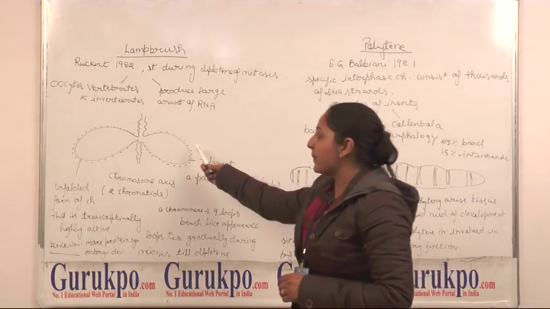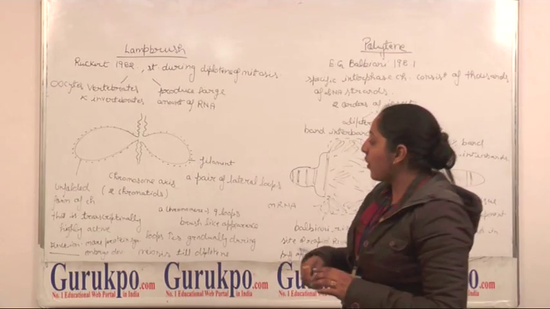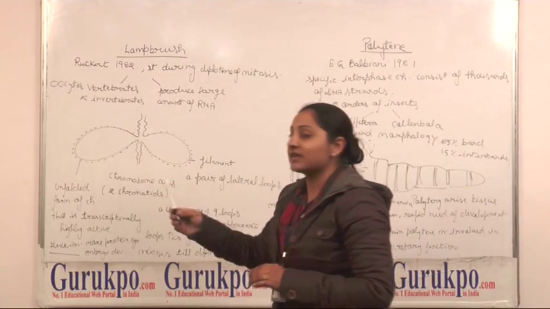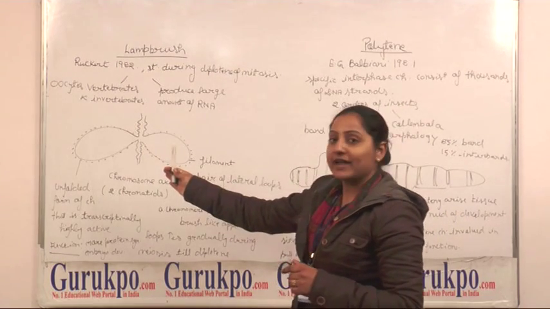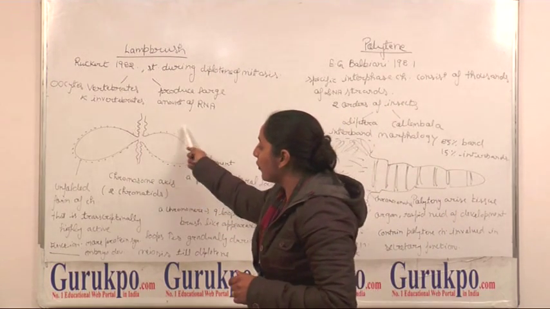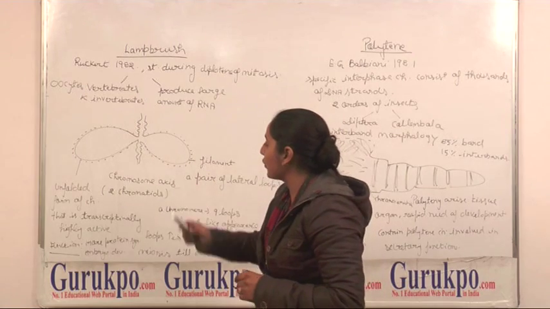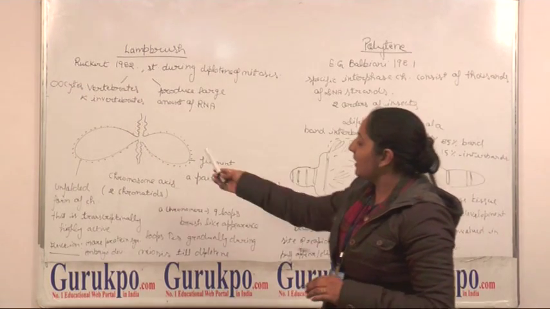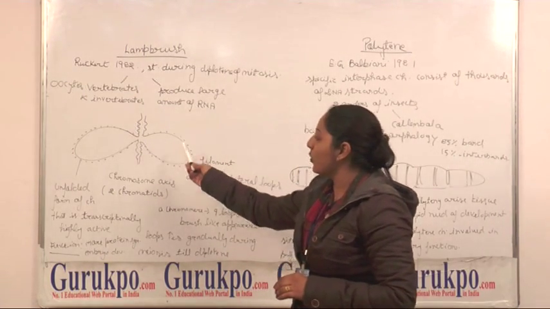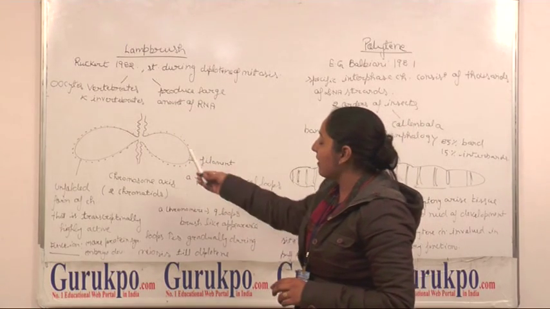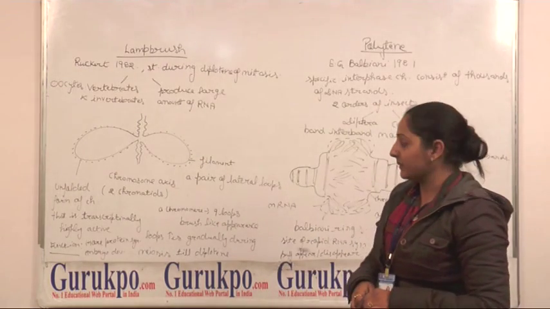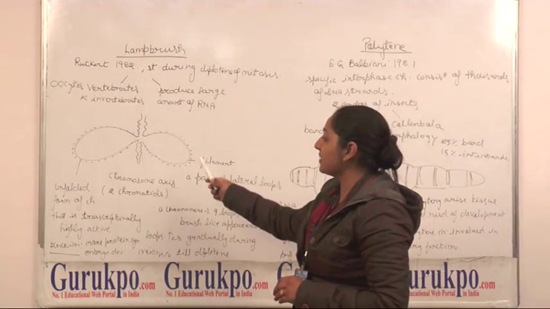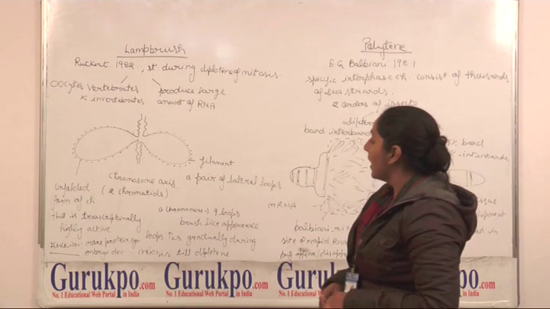So this is the Lampbrush chromosome. It consists of a main chromosome axis, which consists of two chromatids. On the lateral sides of the axis, there are unfolded structures of chromosomes, and these are the filaments, low density DNA filaments. Rapid mRNA synthesis is going on in this region, and this region is transcriptionally very active.